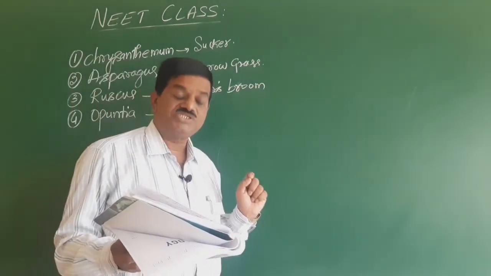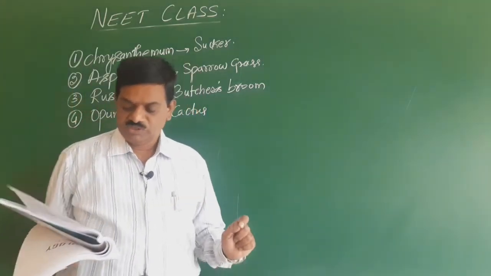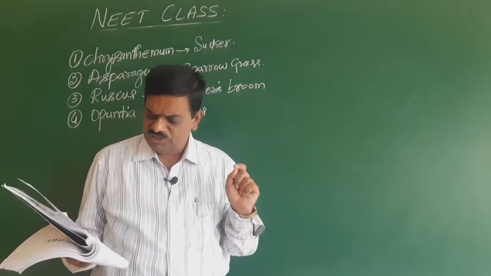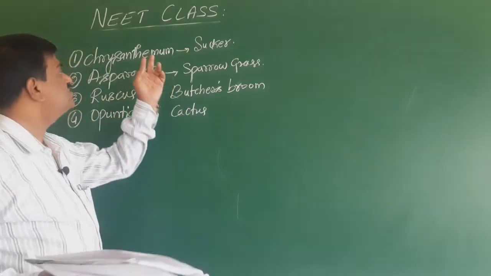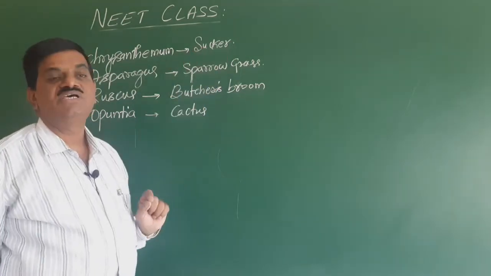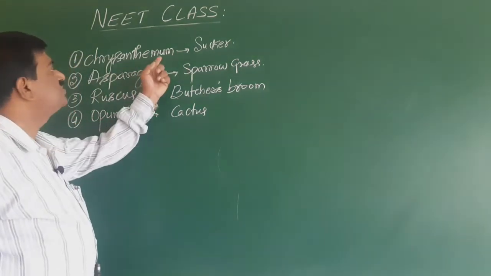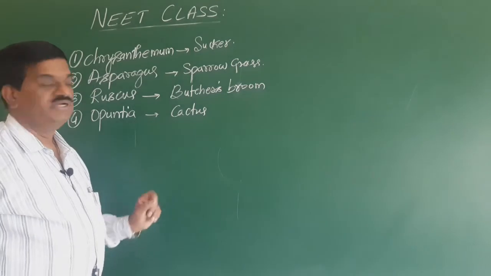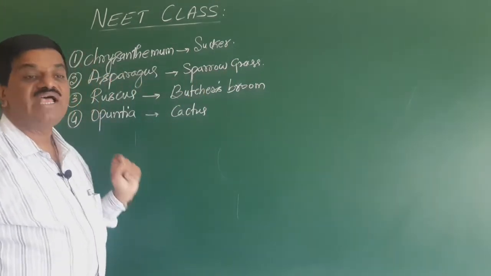The next question is phylloclade. Phylloclade is found in. So, the first option is chrysanthemum. Chrysanthemum is usually called a sucker. It is a subaerial stem modification, sucker. This is not the answer. The second one is asparagus. Asparagus is commonly called sparrow grass.